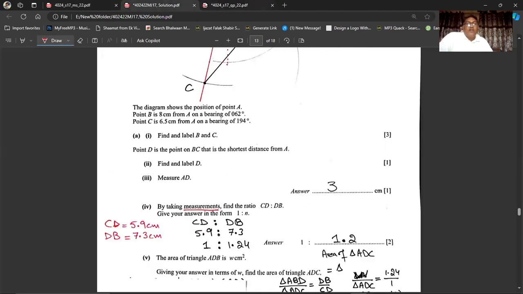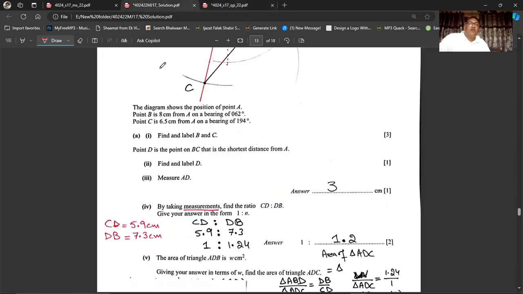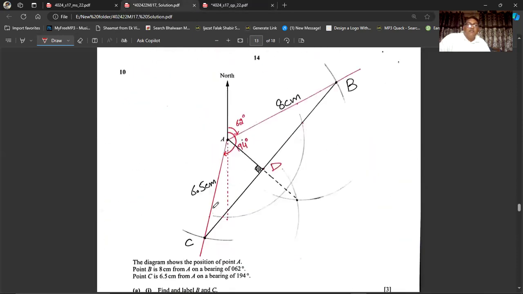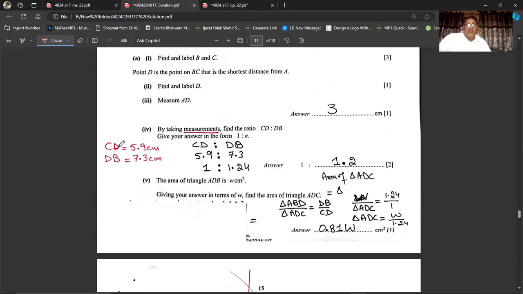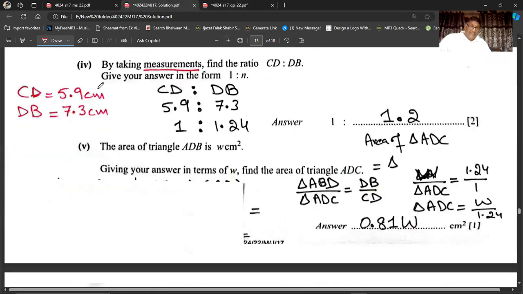Okay, so then he says by taking the measurements, find the ratio of CD and DB. This word is very important. Just simply with the help of the scale, measure the length of CD and measure the length of DB. We have measured them properly. CD is 5.9 centimeter and DB is 7.3 centimeter. We have to represent them in the ratio 1 : n. So CD : DB is 5.9 : 7.3.